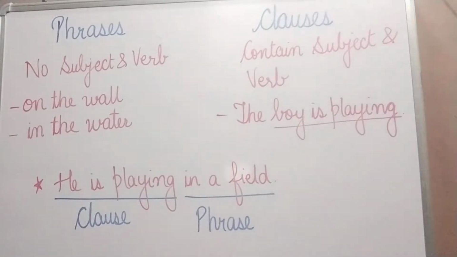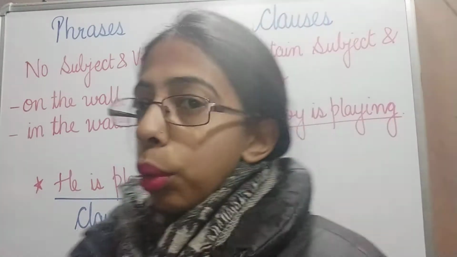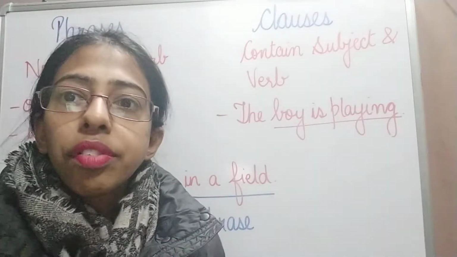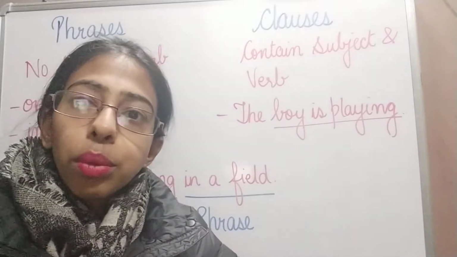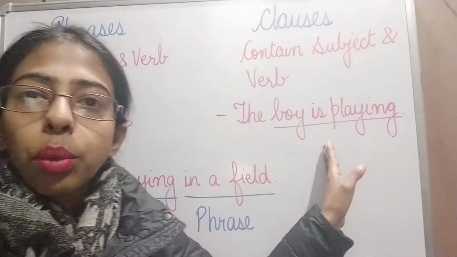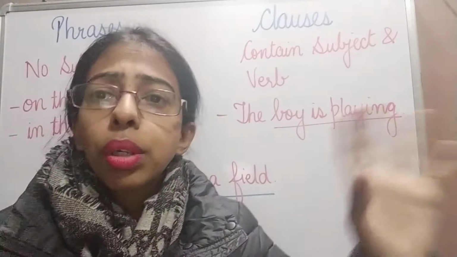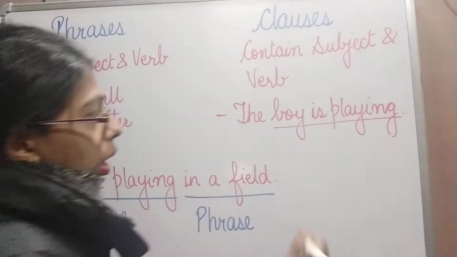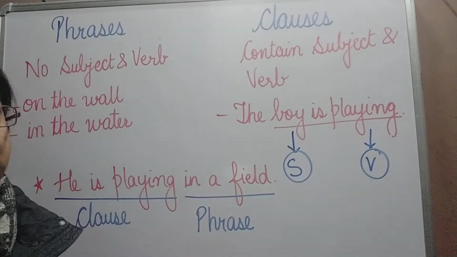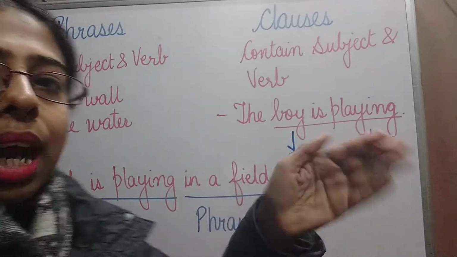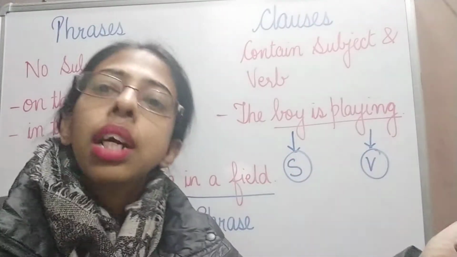Right? Coming to clauses, I have written one example here. The boy is playing. Now, this sentence is complete in itself and it is conveying the complete meaning. Right? The boy is playing. It does not require anything else to complete it. So, it is a group of words. Why is it conveying a complete meaning? Because a subject and a verb are present here. That is why it is conveying a complete meaning. And it can stand alone. It does not require any other thing to complete its meaning.